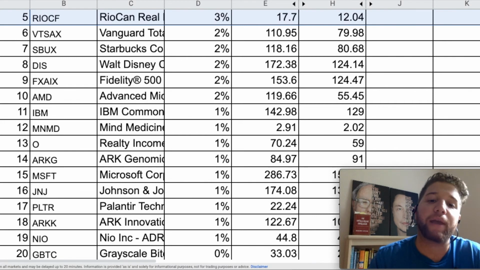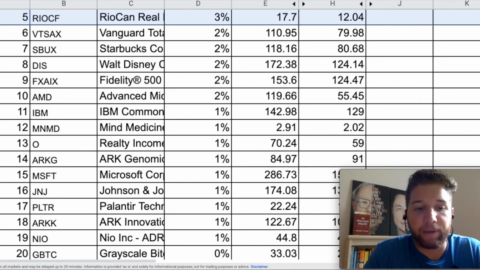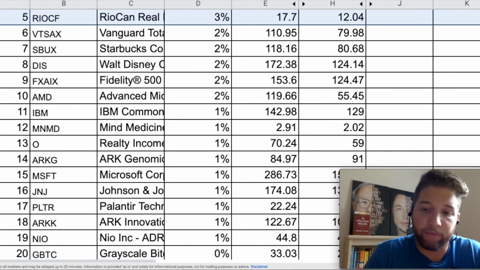Number 5, RioCan makes up 3% of my portfolio. Think about this as a Canadian REIT version of Realty Income. A little bit more focused on residential properties, whereas Realty Income is purely commercial. They also have commercial properties as well and some multi-use properties. Very interesting company, high dividend. I like them a lot. They've been doing very well for me.